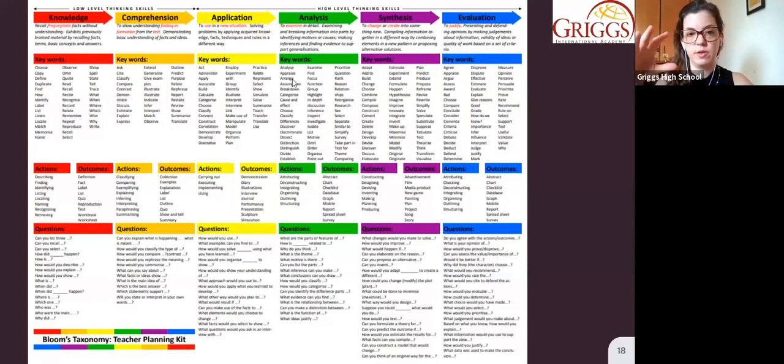So, you take a look at these words and you start to think about the tasks, the activities that you can do to bring the content to the students. Does it make sense? You guys are very quiet today. Yes? Is it confusing, overwhelming? It's okay.